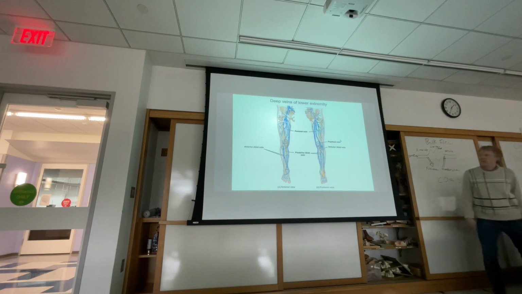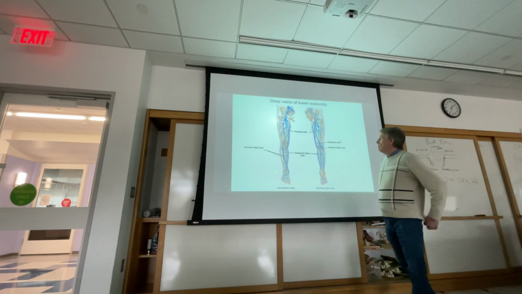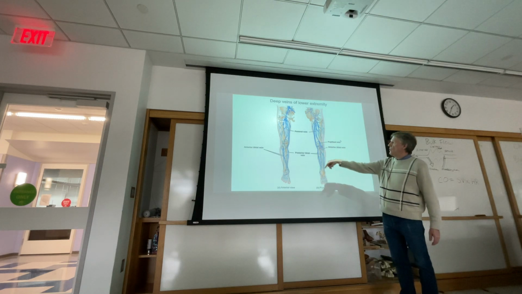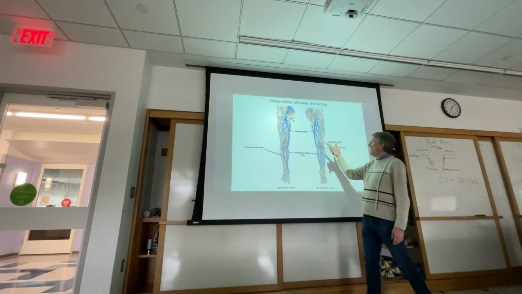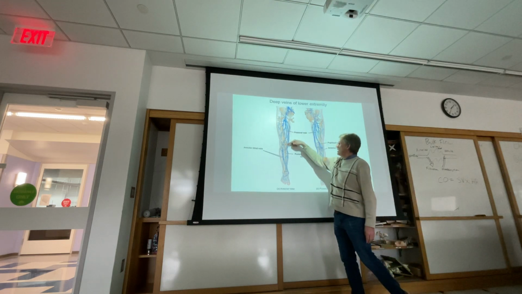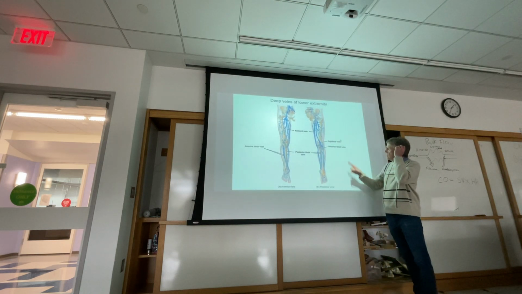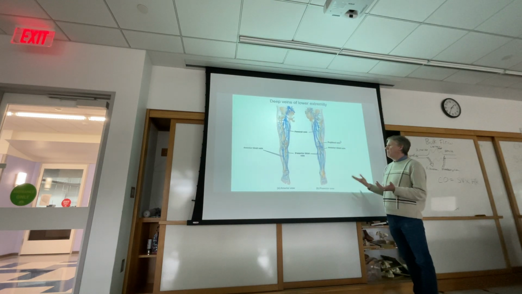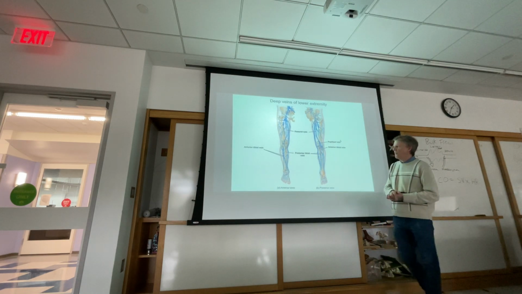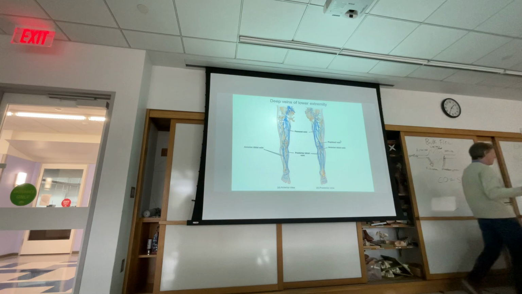So this is the picture of the deep veins. That's the anterior view, there's the posterior view. Again, they just have the same names that the arteries do. So the femoral vein, as it goes behind the knee, is called the popliteal vein, and then it basically gives off those two branches, the anterior tibial vein and the posterior tibial vein, just like the artery does.